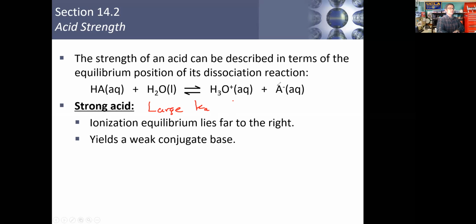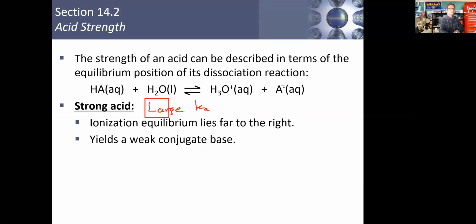Which means, what does that mean for our conjugate base here? Since the reverse reaction is not going to happen as readily, the reverse reaction does not take place very much. That means this conjugate base is not going to be very good at picking up this hydrogen. It does not want that hydrogen because the reverse reaction doesn't happen that much. Remember, for the reverse reaction to happen, the conjugate base has to accept a hydrogen from the hydronium to go backwards.